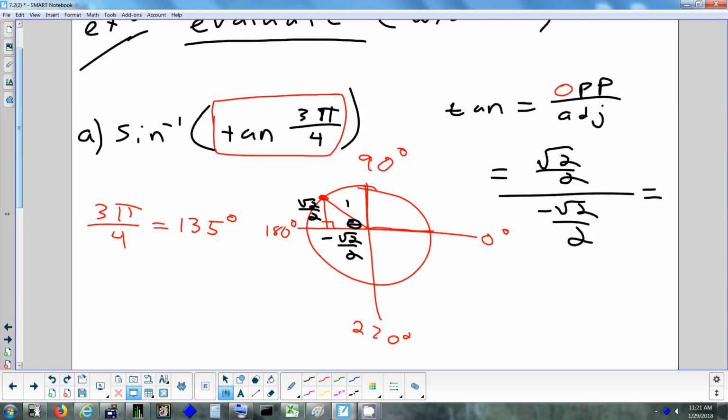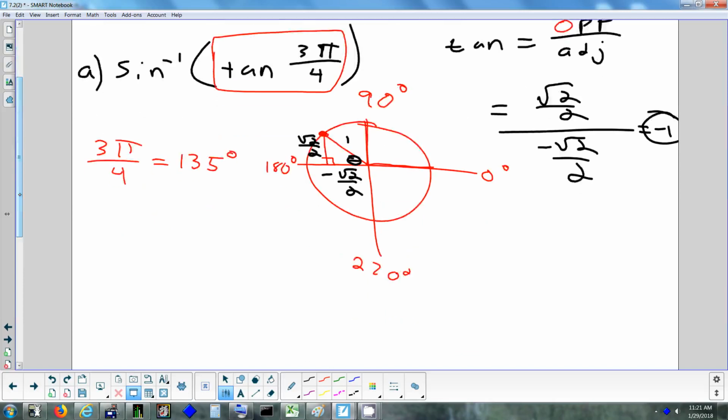Okay, once we simplify that fraction, we'll know what's inside this red box. We will know the answer. What do you get when you divide what I have written as that fraction? Negative 1. You're dividing two things that are the same, except one's positive, one's negative. So now we know what the tangent of 3 pi over 4 is. It's negative 1.